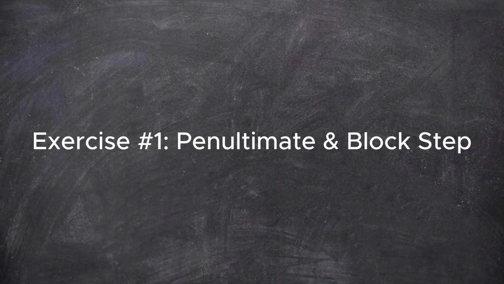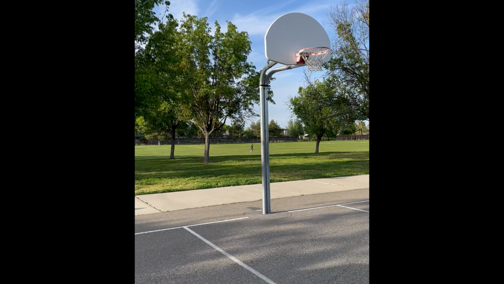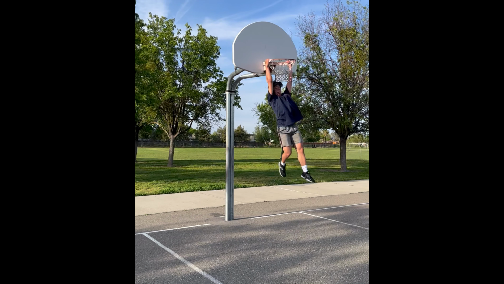For the first exercise, we're going to be doing penultimate and block steps. We're getting this guy back into jumping form. The penultimate step and the block step are the last 2 steps a person takes before they jump. They are the most explosive steps out of an approach and are used to generate power for jumping.